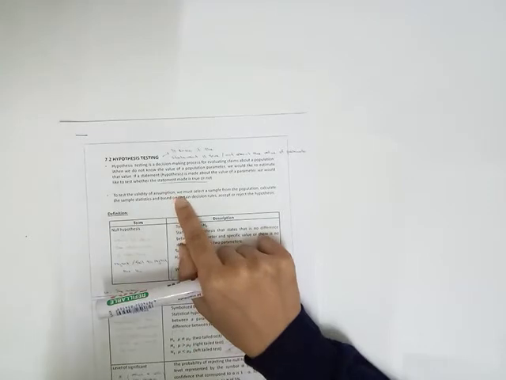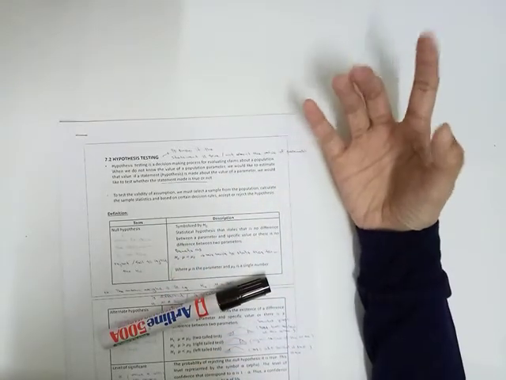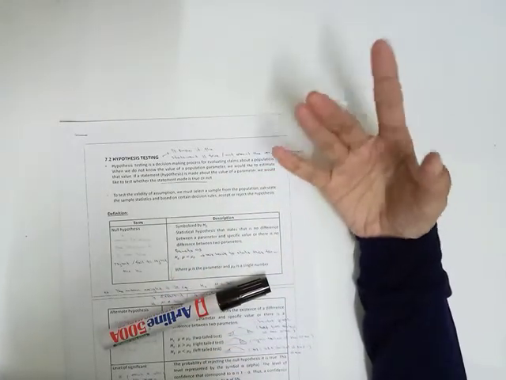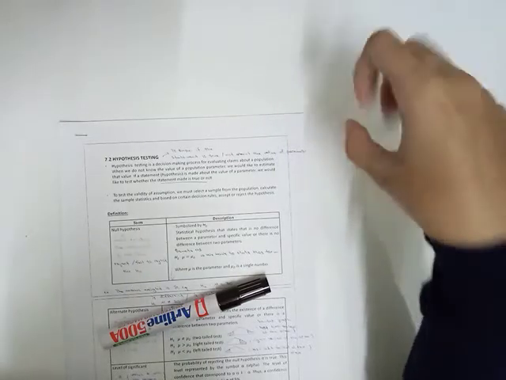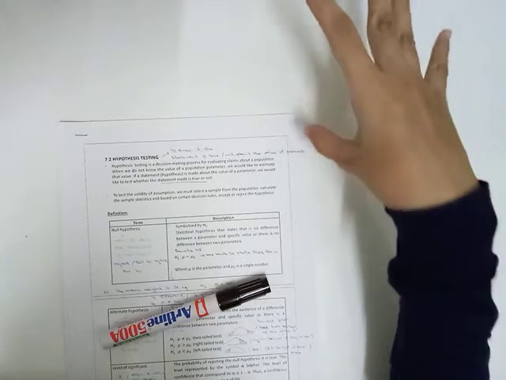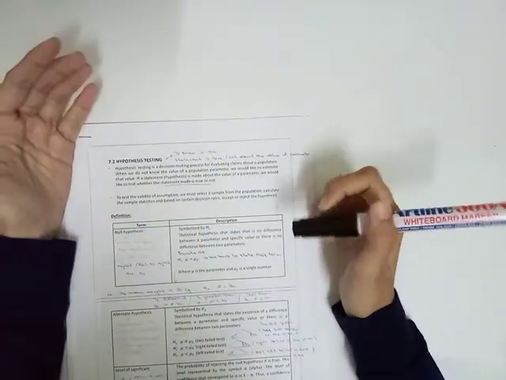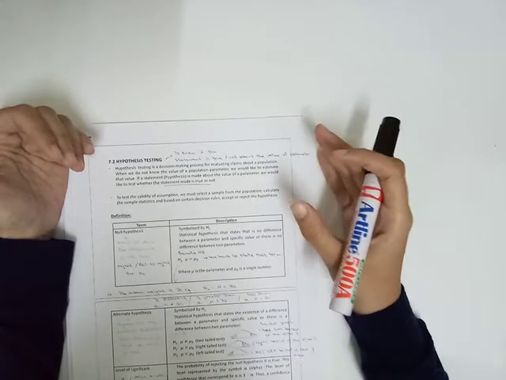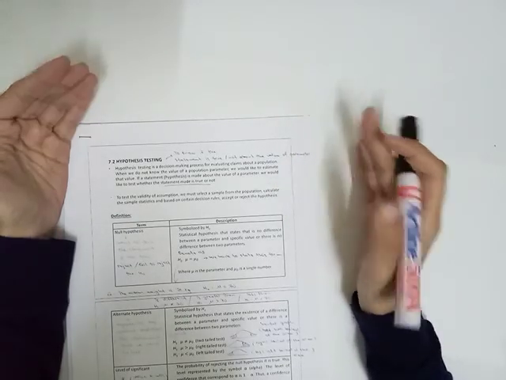Okay, so to test the validity of assumption, we must select a sample from the population, calculate the sample statistic, and based on certain decision rules, accept or reject the hypothesis. Okay, that means population mean yang dibagi dalam statement tu kita tak tahu kan, therefore we must select a sample from the population, and then we have to calculate using the formula, and based on that value, we can make a decision whether we want to accept or reject the hypothesis.